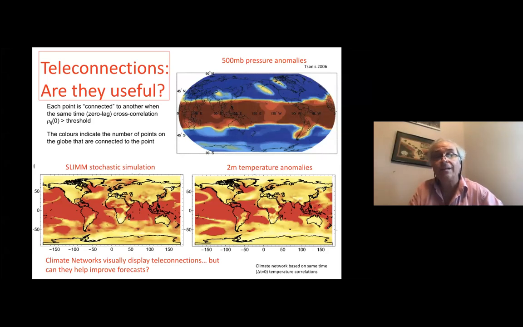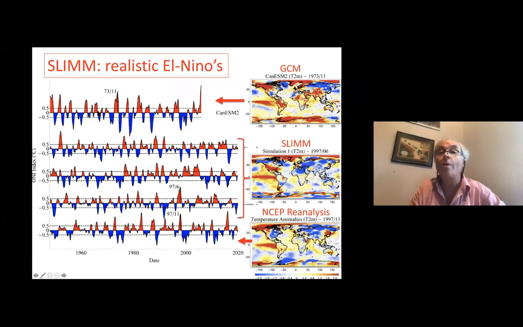So can these networks and these connections help improve the forecast? Well, before I get to that, I can show the model does pretty well. So this is the SLIM model. This is showing an El Nino event that has been developing.